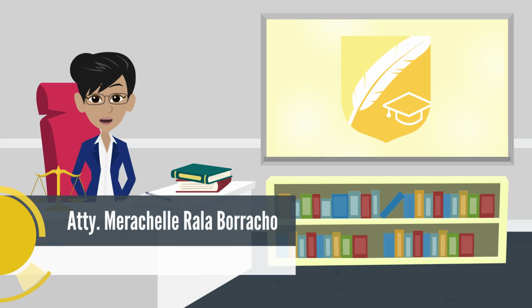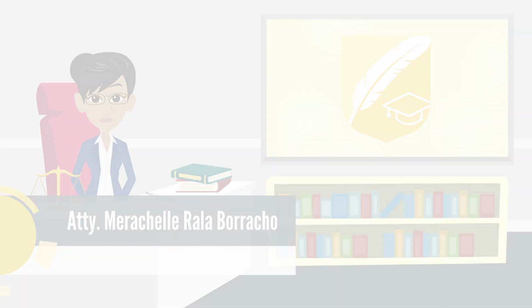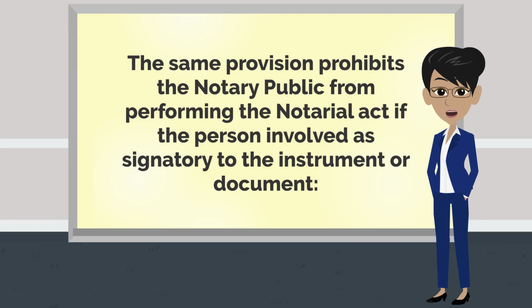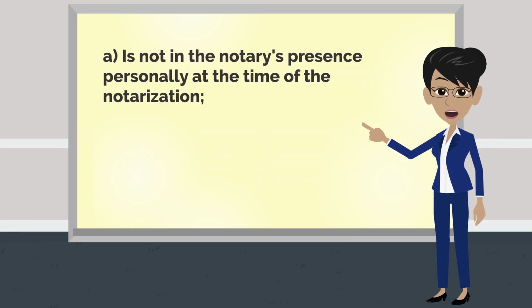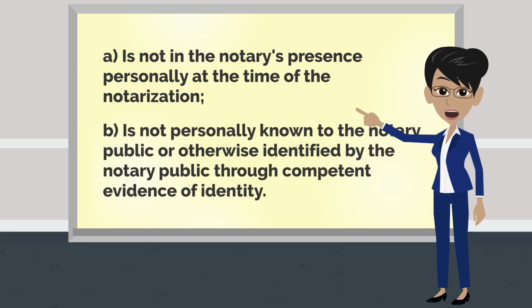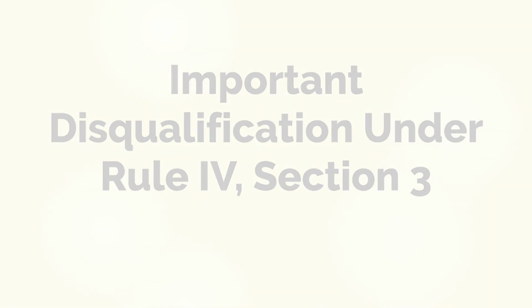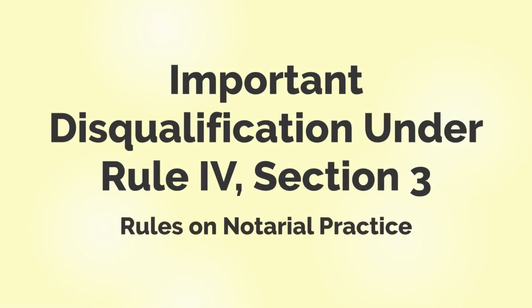Remember that the exception presupposes that the parties requested this, but the place of notarization is still within the notary public's territorial jurisdiction. Aside from this, the same provision prohibits the notary public from performing the notarial act if the person involved is a signatory to the instrument or document. A. Is not in the notary's presence personally at the time of the notarization. B. Is not personally known to the notary public or otherwise identified by the notary public through competent evidence of identity.